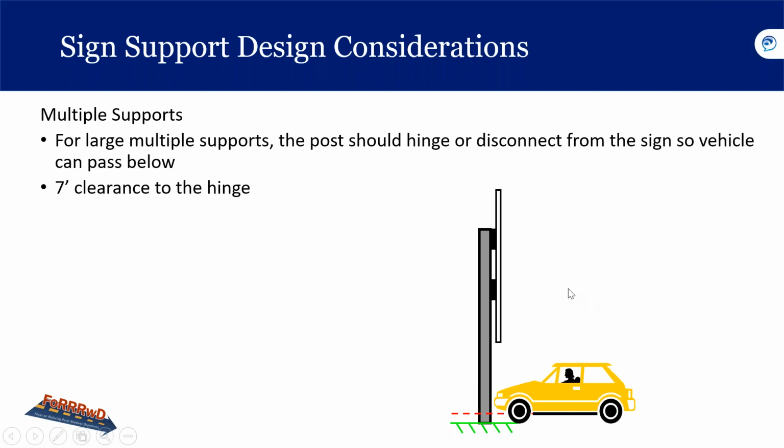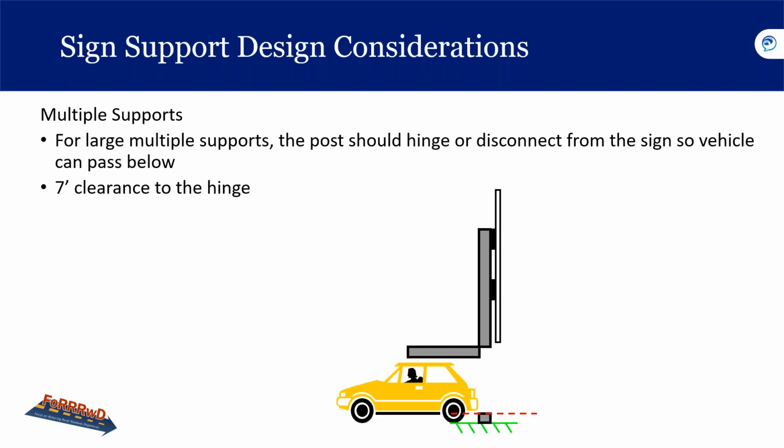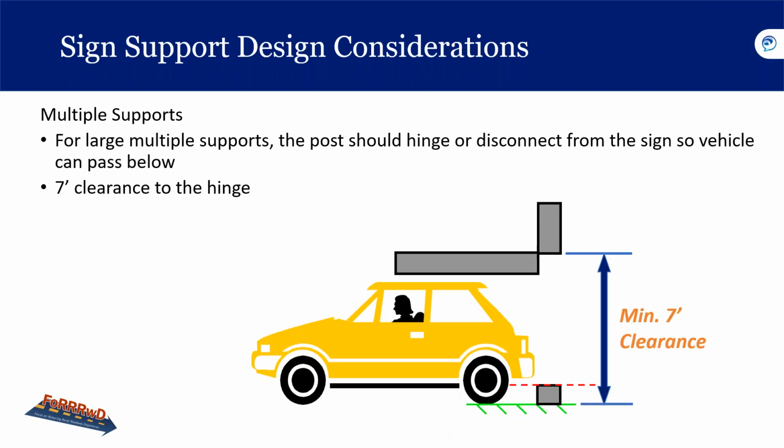So that's some more design considerations. And there's an example of what we expect to happen in that case. You see the breakaway at the bottom and the hinge at 7 feet above the ground level. And then the car is able to pass through. So that's why we need the 7 feet of clearance and that hinge at the top.